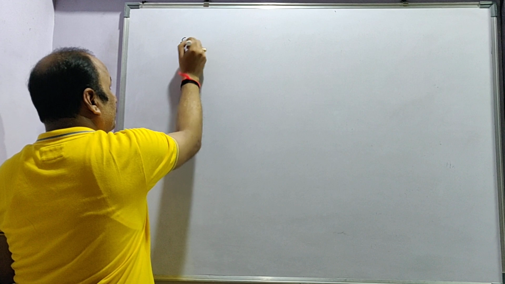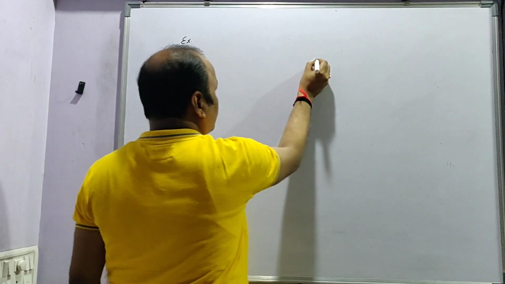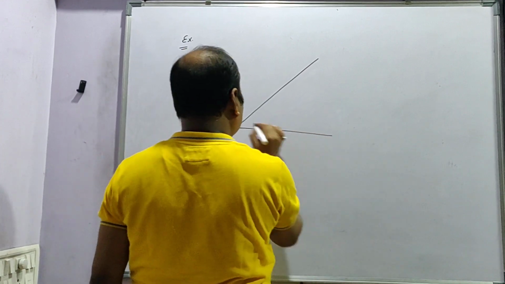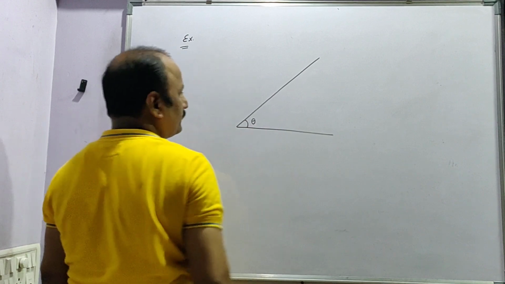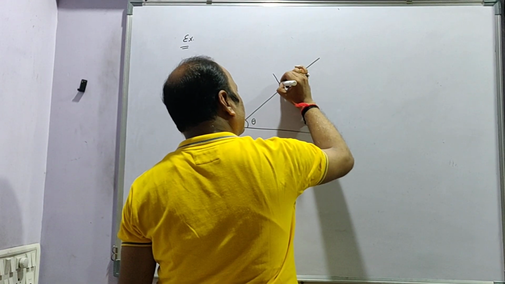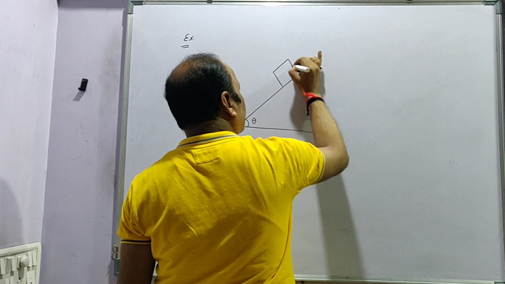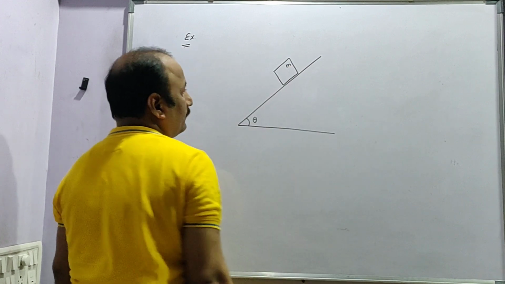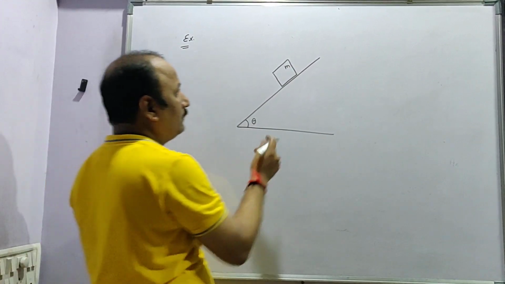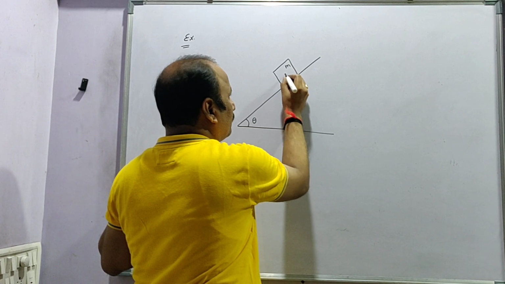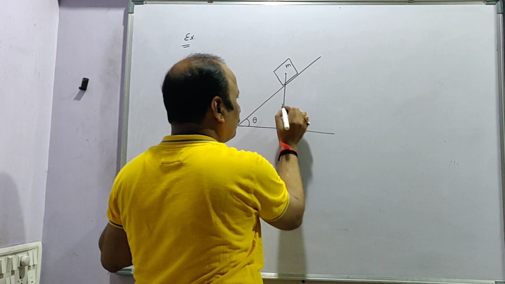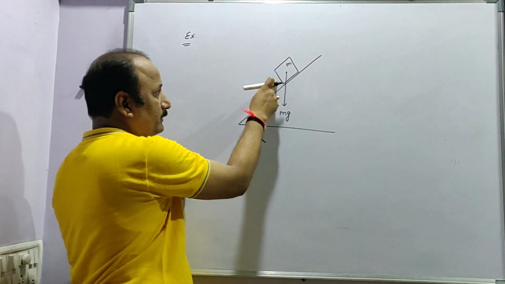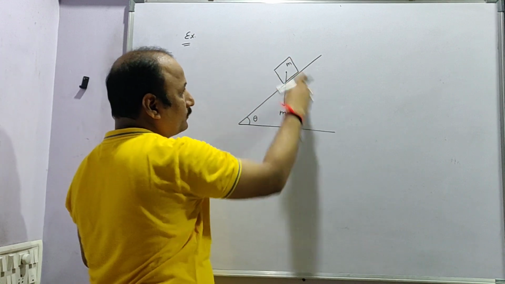Let us take another example. A body is placed on an inclined surface and the angle of inclination is theta. Mass of this body is m. Now question is, what will be the effect of its weight, that is gravitational force, along this inclined plane and perpendicular to the inclined plane.